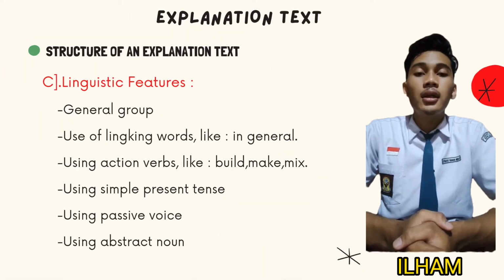Point C. Linguistic features. Use linking words like in general, rather. Use action verbs like build, make, made. Use the simple present tense. Use the passive voice and use abstract nouns.